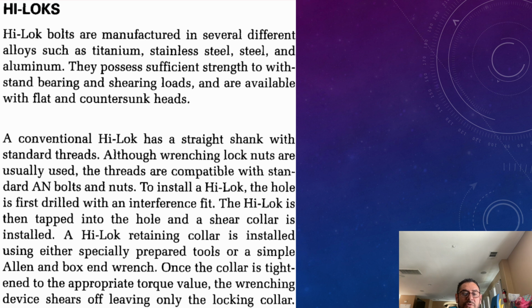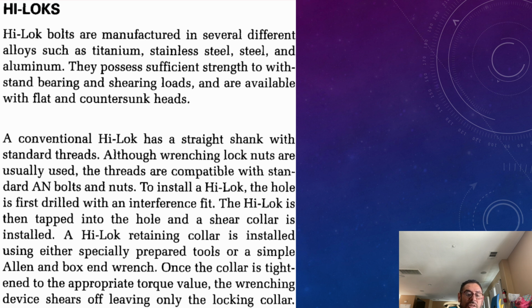High-lock bolts are manufactured in several different alloys such as titanium, stainless steel, steel, and aluminum. They possess sufficient strength to withstand bearing and shearing loads and are available with flat and countersunk heads. A conventional high-lock has a straight shank with standard threads. Although wrenching lock nuts are usually used, the threads are compatible with standard AN bolts and nuts.